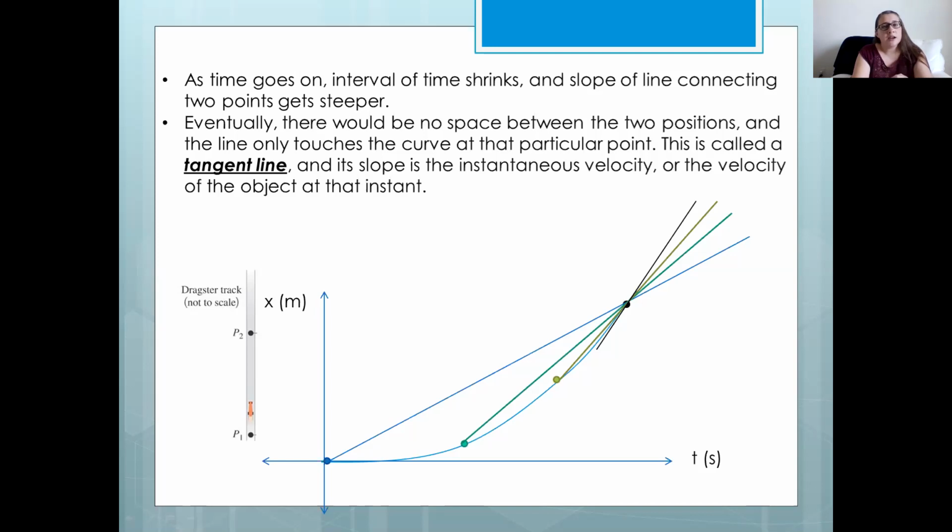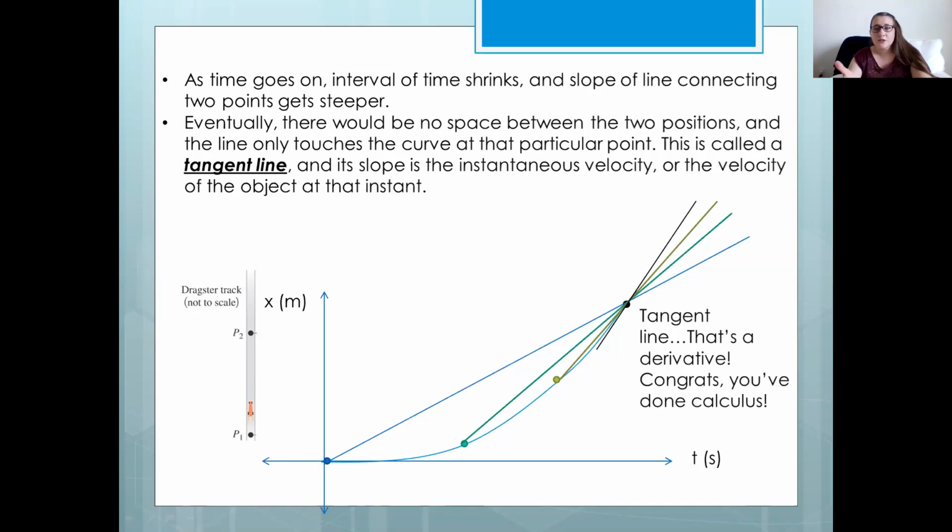That's called the tangent line, and the slope of that tangent line, that black line, is our instantaneous velocity, or the velocity of the object at that particular instant. That point, that black point, would be our point of interest, our instantaneous velocity.